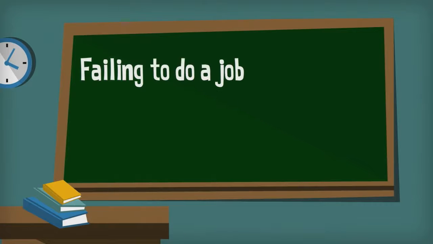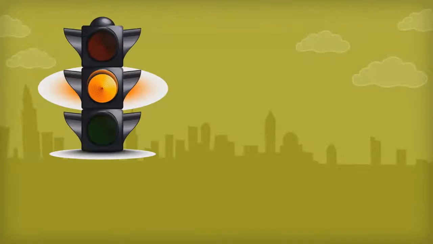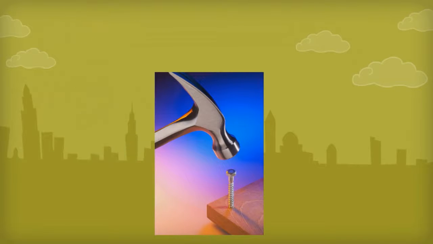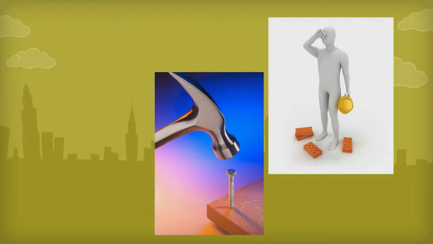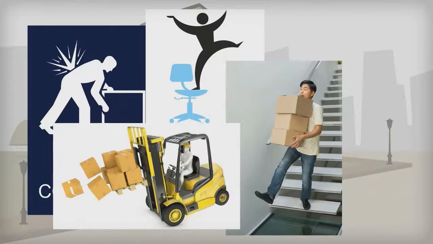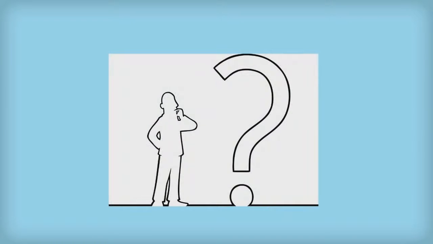Unsafe acts are things like failing to properly do a job, failing to see hazards, or taking unneeded risks. For example, speeding up to make the yellow light, using tools in wrong ways, or using damaged or defective tools, not using proper personal protective equipment, ignoring the safety data sheet for chemicals you are using, or deliberately violating safety rules and procedures. How many unsafe acts can you spot today? Which ones are you doing? The worst kind of unsafe act is deliberately creating an unsafe condition. Have you done anything to make the job more risky for you or for others?